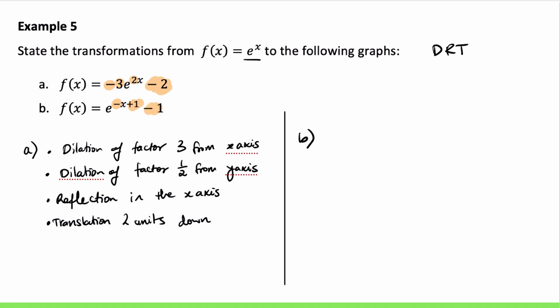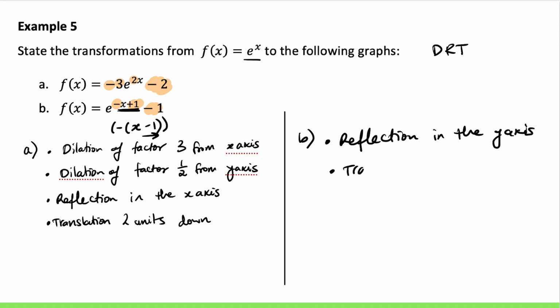Now, I want you to remember that whenever you consider translations, it's always really important that anything that's in front of the x has been taken out in order to see the true translation. So what's actually happened here is that we've moved to the right, because when you take that negative out, you can see that it's x minus 1, and we do the opposite. All right, so first we're going to talk about the reflection. So that's going to be a reflection in the y-axis because it's attached to the x. And then we've got a translation of 1 unit to the right and 1 unit down.